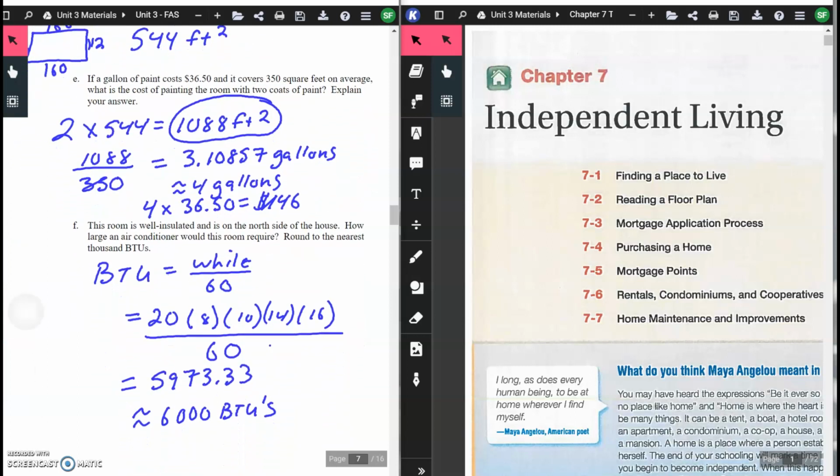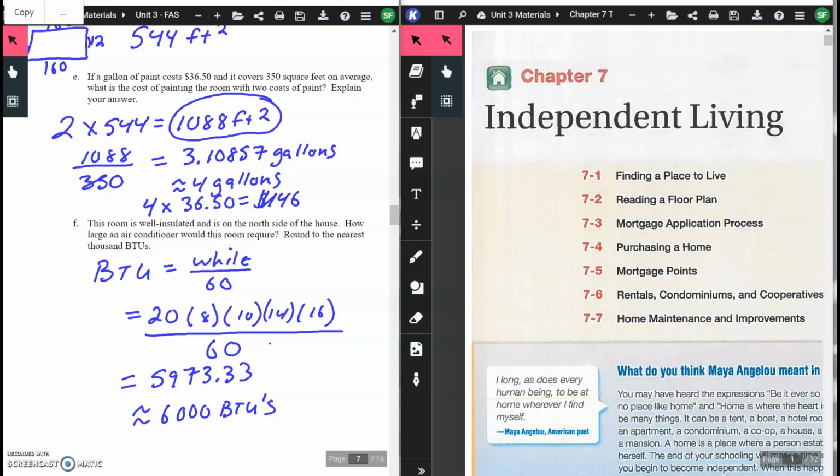This room is well insulated, and it is on the north side of the house. How large of an air conditioner unit do you need? So use your W times L times H times I times E divided by 60. Your width is 20. Your height is 8-foot ceilings. It's well insulated, so your I is 10. Your length was 14. Remember, it's 20 by 14 with 8-foot ceilings.